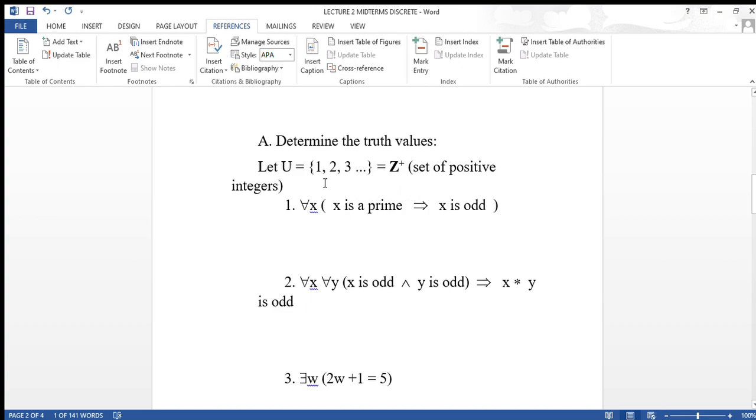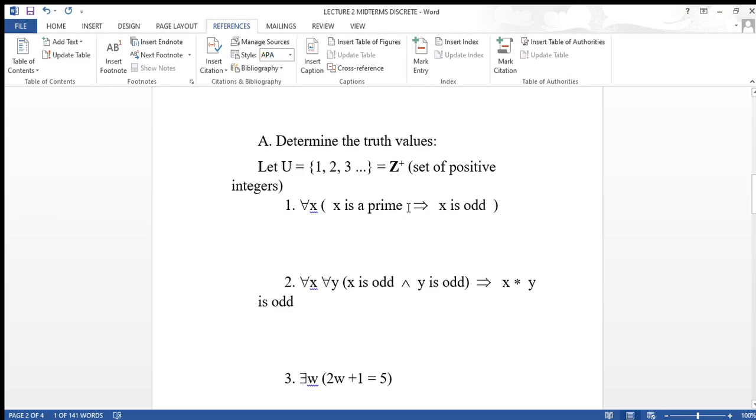We have the set of positive integers: 1, 2, 3, and so on. So we have infinitely many elements in this set, the set of all positive integers. And for the first one, if we determine the truth value of this, we have the universal quantifier for all x. The proposition given is if x is a prime number, then x is odd. If x is a prime number, then x is odd.